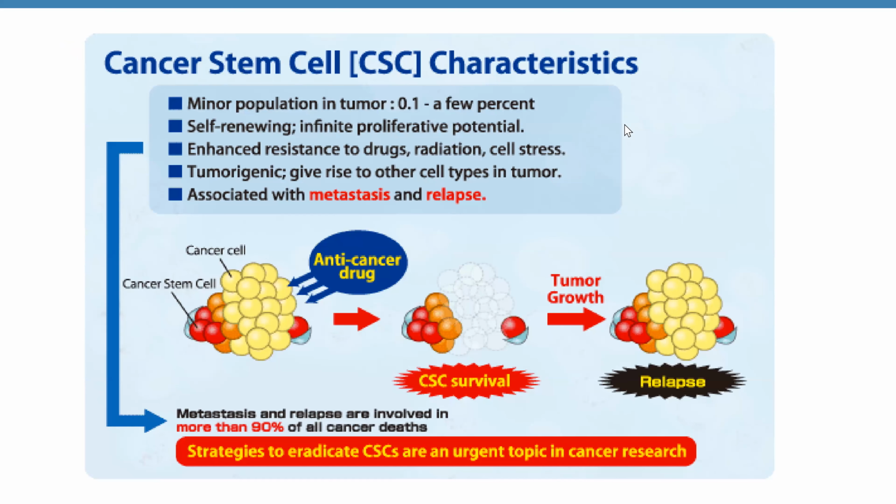But first, let's get some more information about these cancer stem cells. They are a really minor population in a tumor. It's only 0.1% of the cancer cells in a tumor. So here is shown a tumor, and some cells over here are cancer stem cells. They can self-renew, as all stem cells can. It means infinite proliferative potential. So that means they can divide without any limitations.